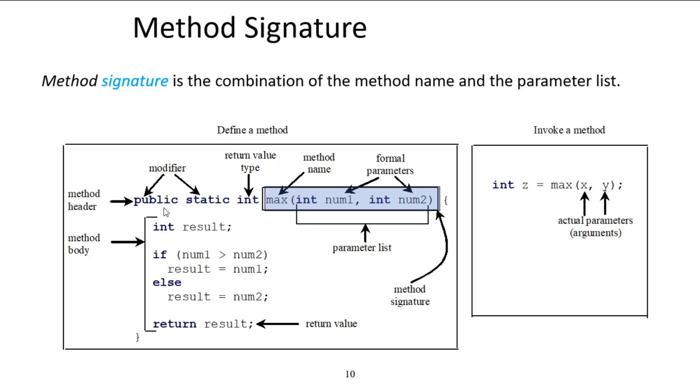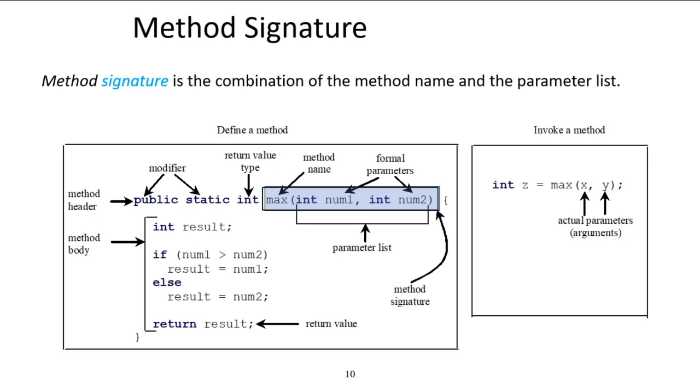Let's examine the pieces of the header. First, the name of the method. The name of the method in this example is max. Right beside the method name, inside a pair of parentheses, you have the parameter list. Those parentheses can have as many parameters as you need. Here in this example, we have only two. Those are both integer parameters.